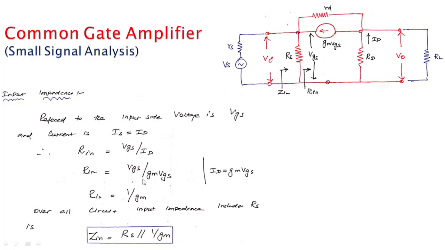The input voltage is VGS, and ID can be written as GM times VGS, so VGS is cancelled. So R in, the input impedance of the device, will be 1 by GM. If we consider this RS also, the input impedance will be 1 by GM in parallel with RS. So overall the input impedance will be RS in parallel with 1 by GM.